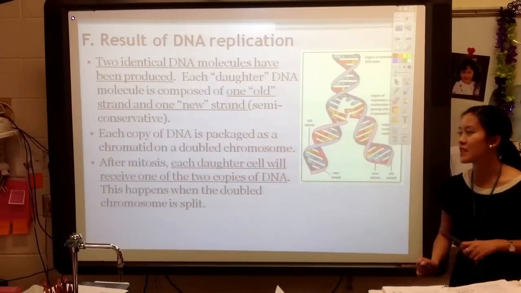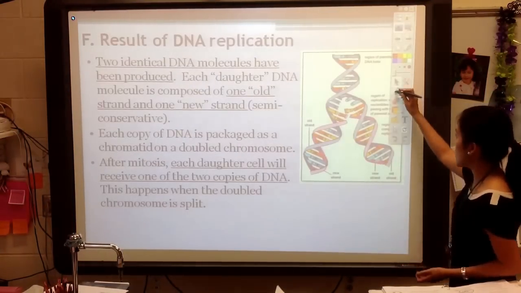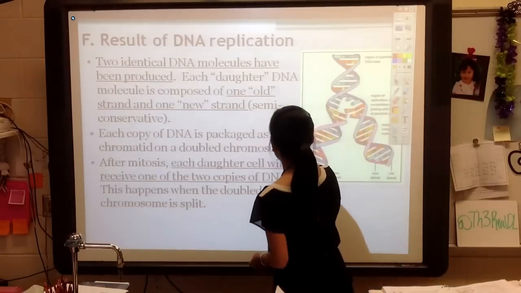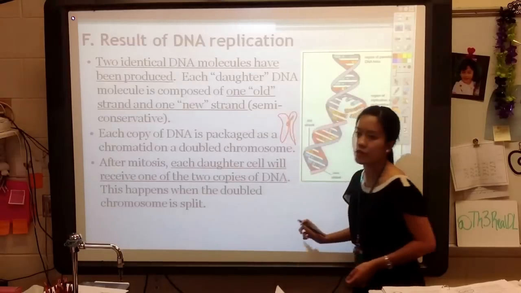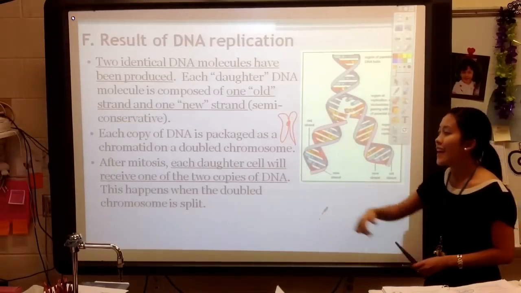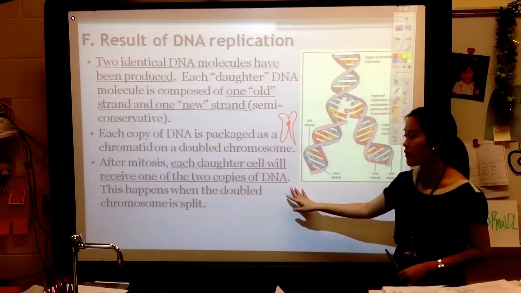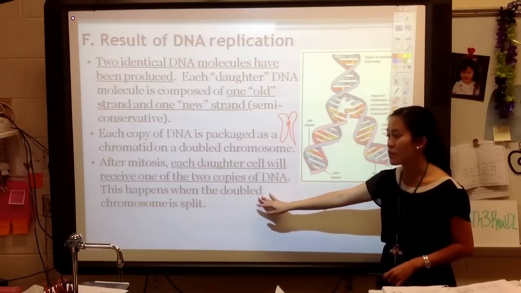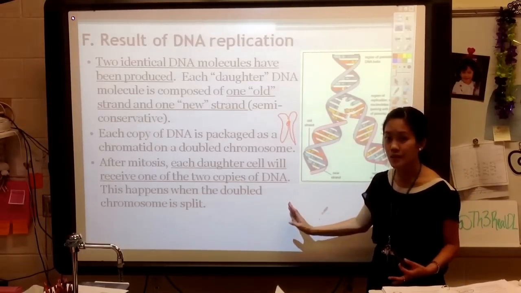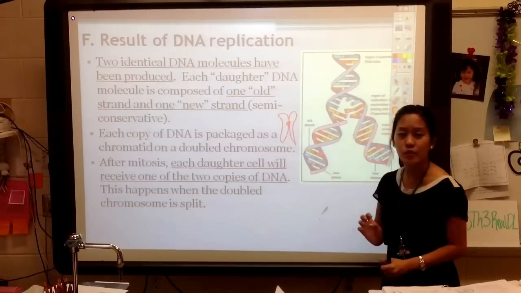Now each copy of the DNA is packaged as a chromatid on a doubled chromosome. So remember that that structure looks kind of like this. Okay, that's your doubled chromosome. And after mitosis, each daughter cell will receive 1 of the 2 copies of DNA, and this happens when the doubled chromosome is split, pulling apart that doubled chromosome.